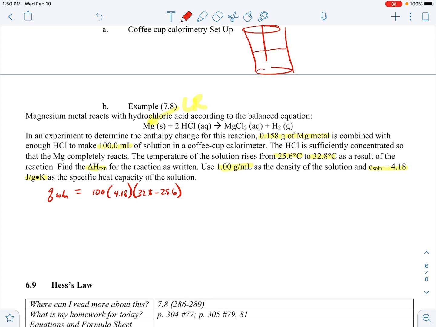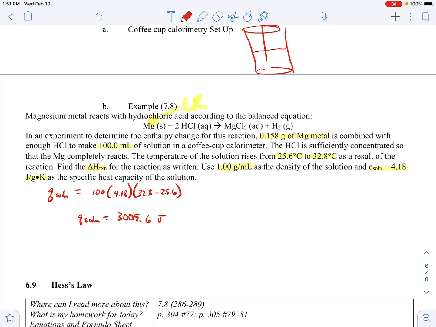All right, so we find our Q there. We're going to take 100 times 4.18 times our difference in temperature, which I think is 7.2. All right. And we get 3009.6. Q of the solution is 3009.6, and that's our joules. All right. So that's how much energy was given to the solution.